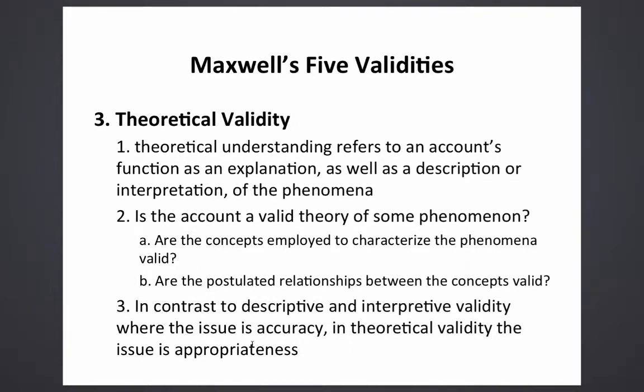Theoretical validity refers to an account's function as an explanation as well as a description or interpretation of the phenomenon. So is the account a valid theory of some phenomenon? Are the concepts employed to characterize the phenomenon valid? Are the postulated relationships between the concepts valid? So in contrast to descriptive and interpretive validity, where the issue is accuracy, in theoretical validity, the issue is appropriateness. And so this is where other literature is often brought into the conversation, and we're judging whether or not we see an alignment or a match between the interpretation a person comes up with and the theory they're trying to build.